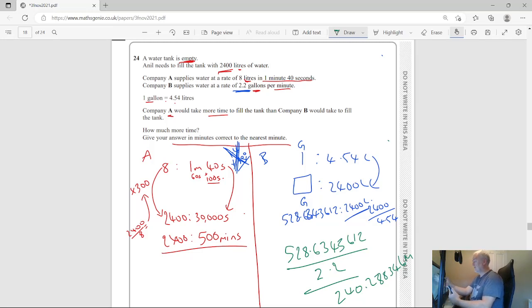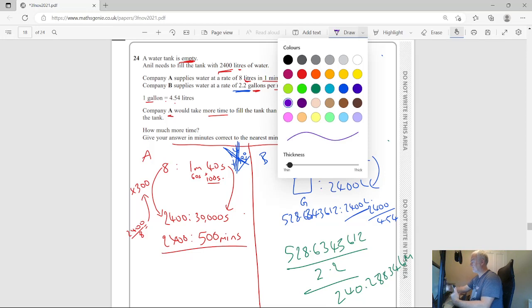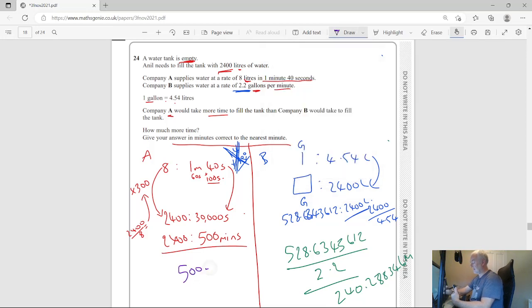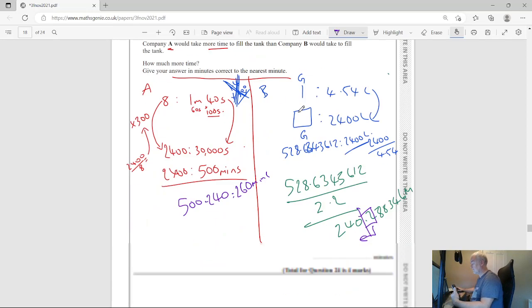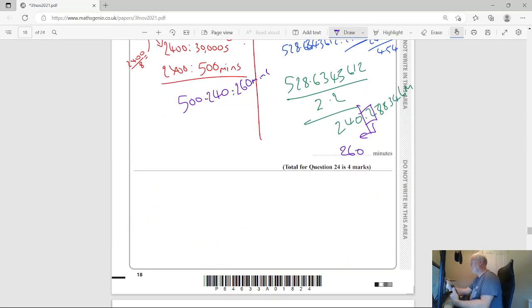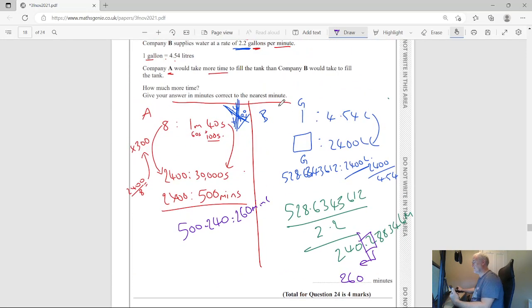Final thing, we know that Company A takes more time. It wants to know how much more time. So I take my 500 and I take away 240 to the nearest minute. I can round that there. The 2 is going to round down. So take away the 240. That gives me 260 minutes. So my answer is 260 minutes.